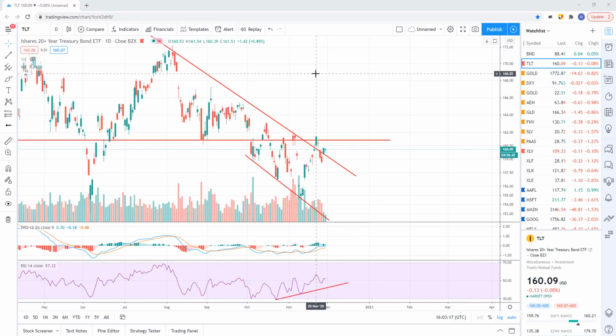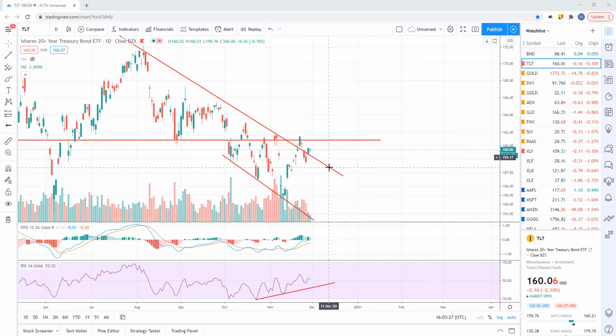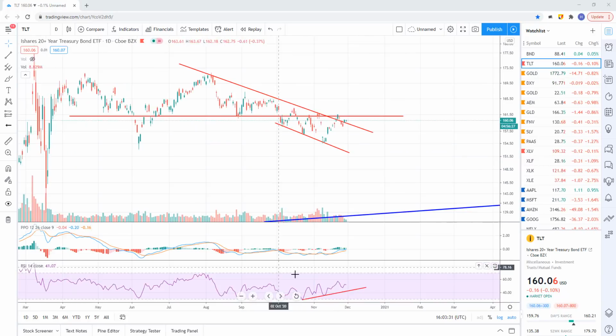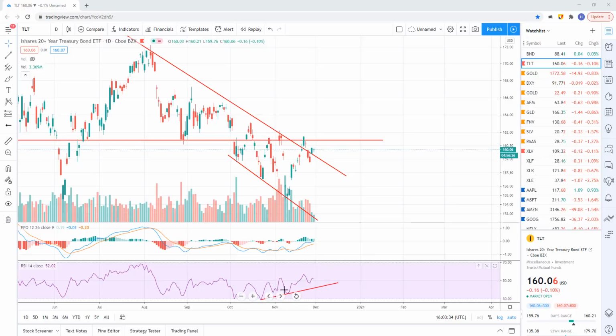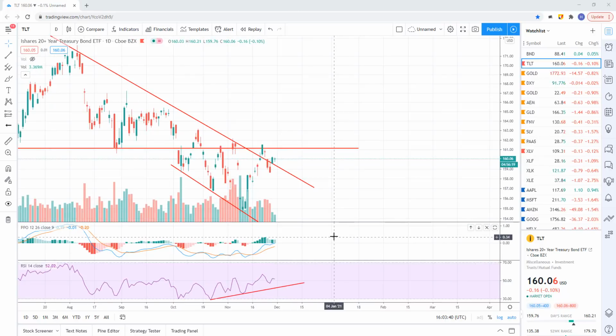TLT, long-term treasury bonds. This is actually looking bullish, and I'm actually taking a position in this. I don't like long-term bonds. I don't like the interest rates or any of that, but it doesn't mean there can't be some capital appreciation here. And so you can see here on the daily chart, bullish divergence. All this price action right here is divergent lows, and you've got bullish divergence right there on the daily chart.